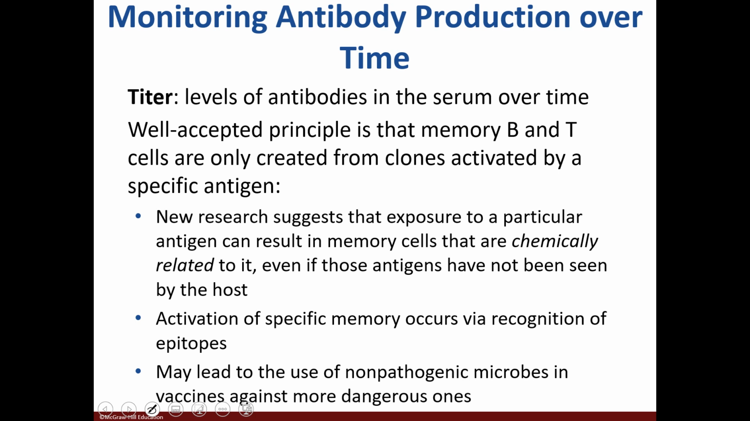Research is showing that exposure to an antigen may lead to the production of memory cells that are chemically related, even if that antigen hasn't been seen. This generates a quicker and more effective response the second or third time that an antigen is seen. It also may explain why in some countries, vaccinating for one disease may prevent other infections as well.